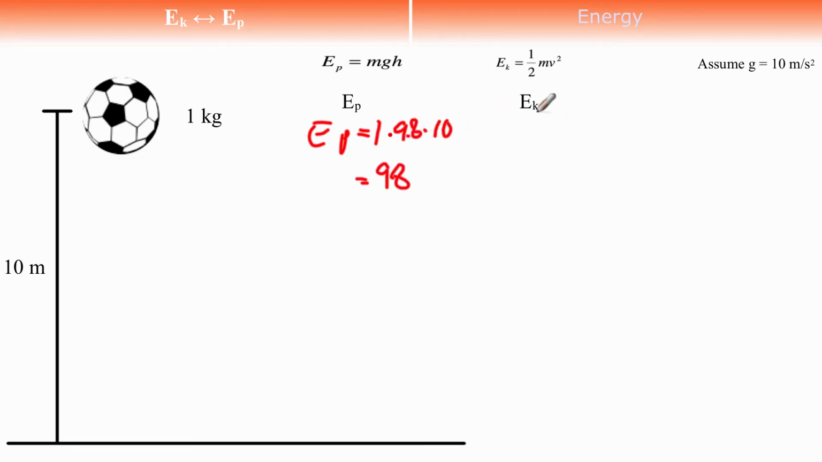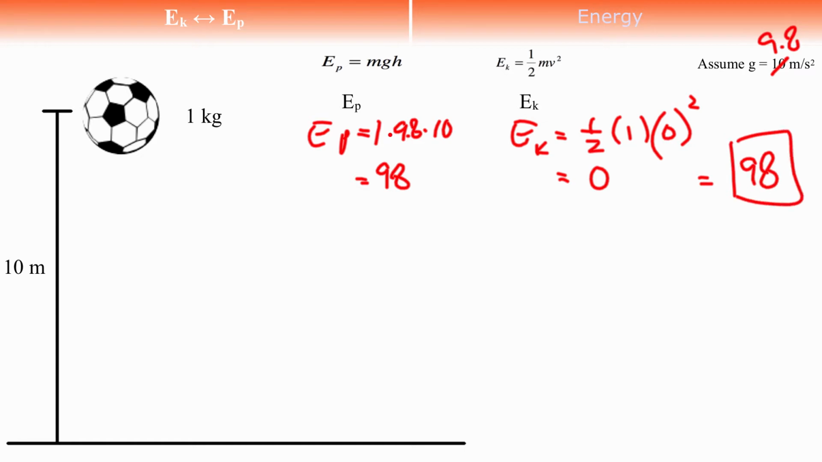Now, if the ball isn't moving, let's check out its kinetic energy. The energy kinetic is equal to a half times the mass, 1 kilogram, times the velocity, 0, squared. If the velocity is 0, then when you multiply all this together, you get 0. So the kinetic energy, if the ball is not moving, is 0. I said to use gravity as 10, but we're using 9.8. The sum of those two energies is equal to 98. So that's the total.